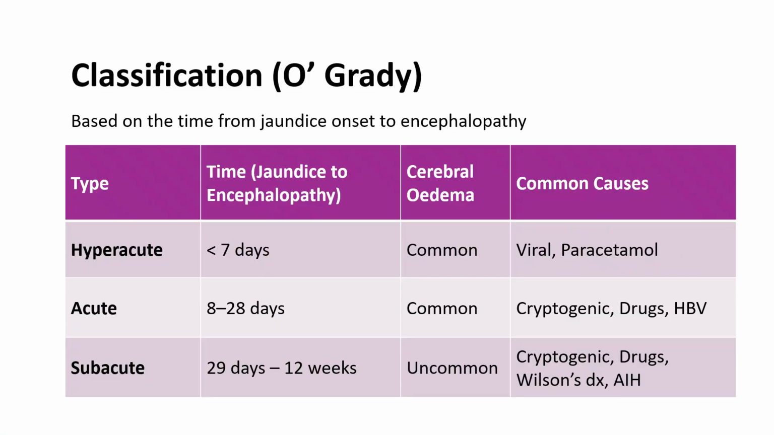The O'Grady classification is based on the time interval between onset of jaundice and encephalopathy. It is hyperacute if the time from jaundice to encephalopathy is less than 7 days, acute 8 to 28 days, and subacute 29 days to 12 weeks. In our patient, the time from jaundice to encephalopathy is 5 days, which makes it hyperacute.